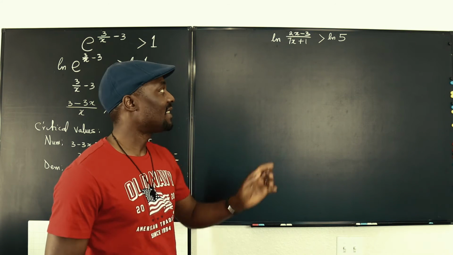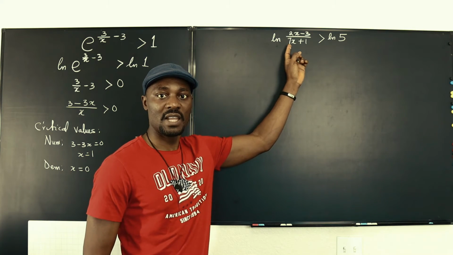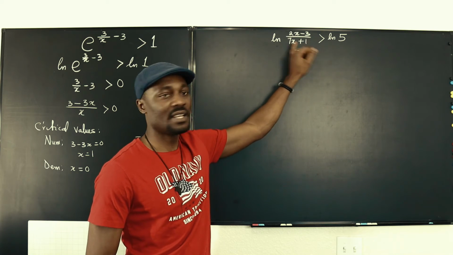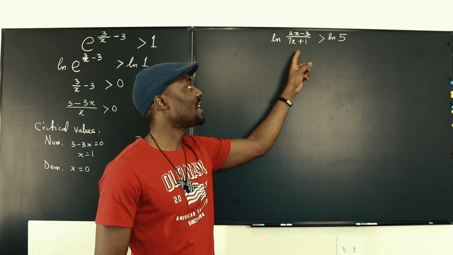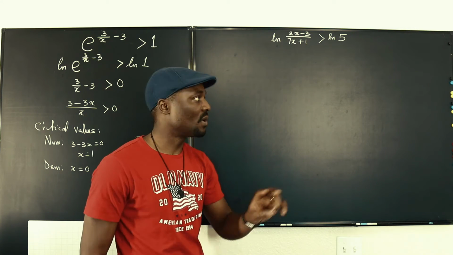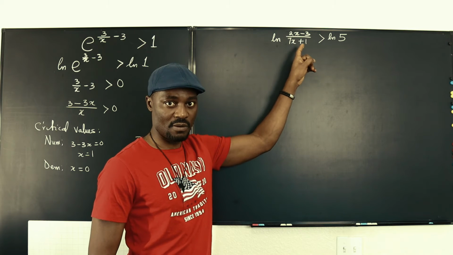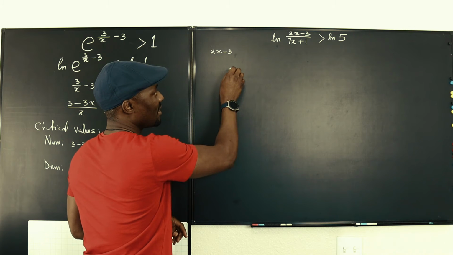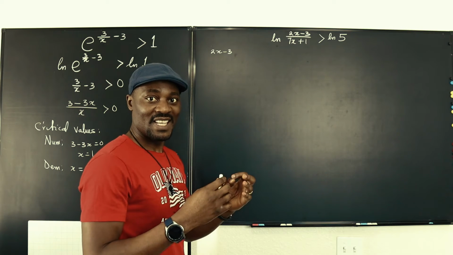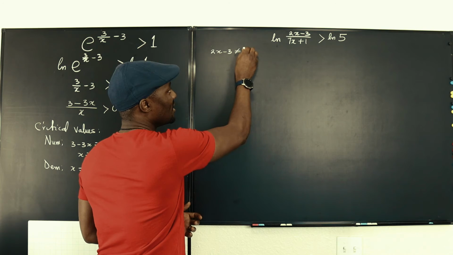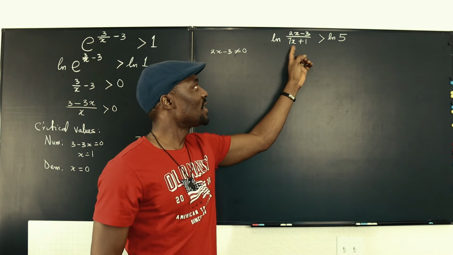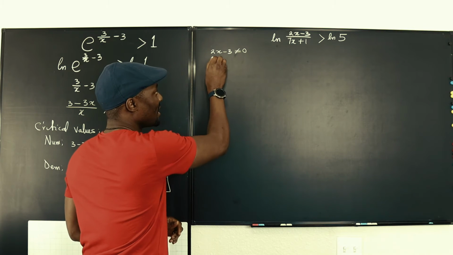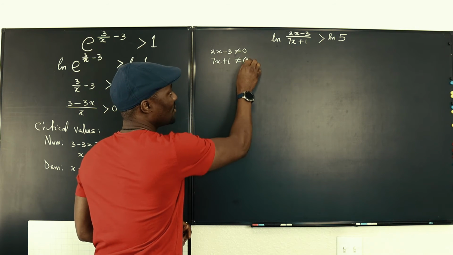You want to be careful in the sense that the domain of the argument of natural log has to be greater than 0. You can't have a negative expression and take the natural log of it. You can't have 0 and take the natural log of it. So there are two conditions you want to look out for. This cannot be equal to 0, which means that 2x minus 3 cannot be equal to 0. That's one condition. Secondly, you cannot have an undefined expression, which means the base cannot be equal to 0. 7x plus 1 cannot be equal to 0.